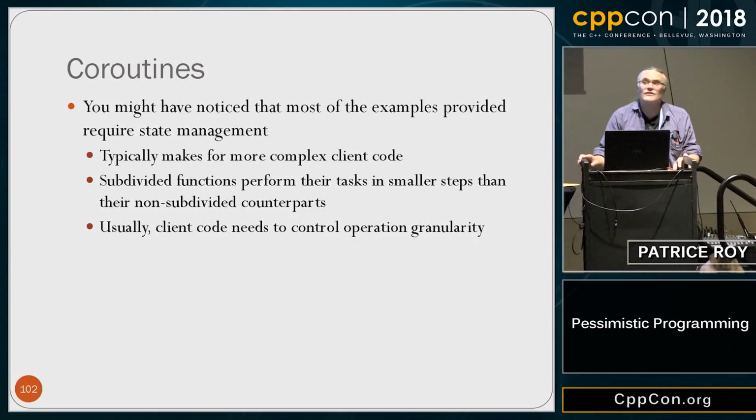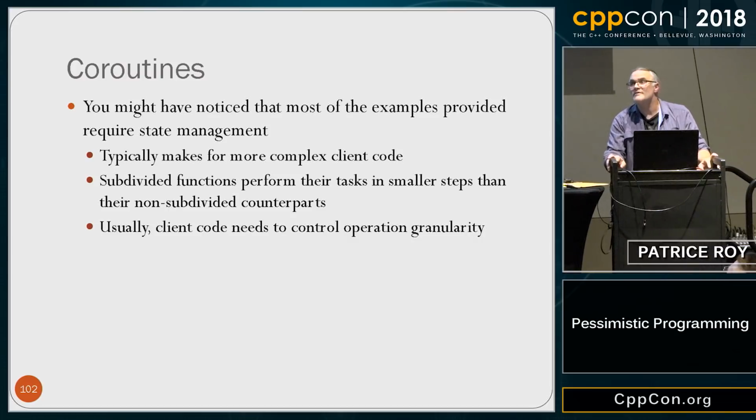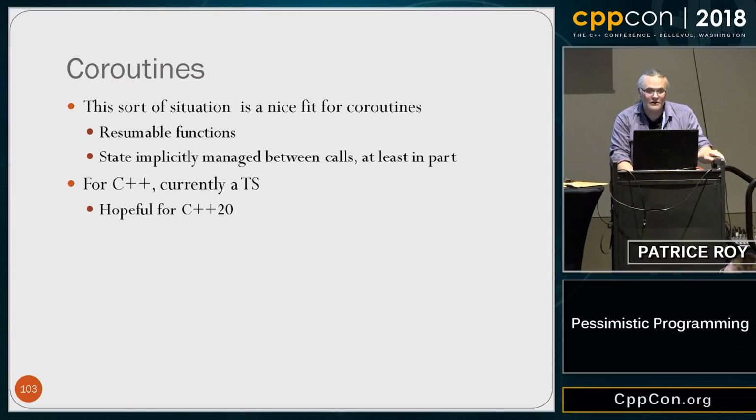Coroutines make for very nice line code. You can subdivide things, stop at some point, and when you call it again, you restart from where you stopped. It's just natural, and it's supported by the language. You let the client code control the granularity if you want, and the state is being managed underneath the covers. So it's nice. They're resumable functions. They have implicitly managed state in between calls. That's cool. And it's a hopeful for C++20.